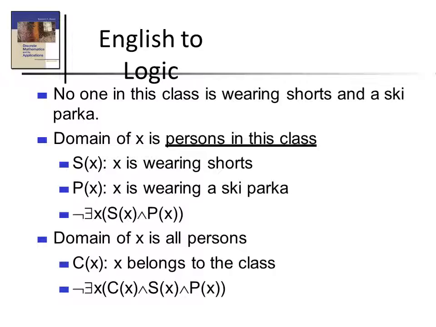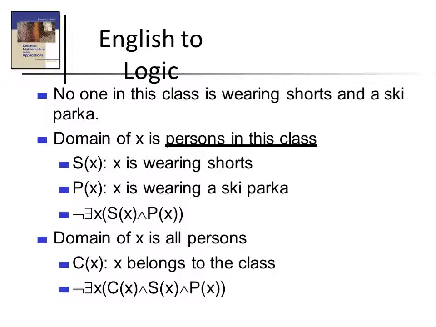Why do we use only one domain here, x? Because it specifies the person in this class. Both the predicates are for the persons in this class. So there is only one domain, that means persons in this class. The first statement is S of x, x is wearing shorts, and P of x, x is wearing a skirt parka.